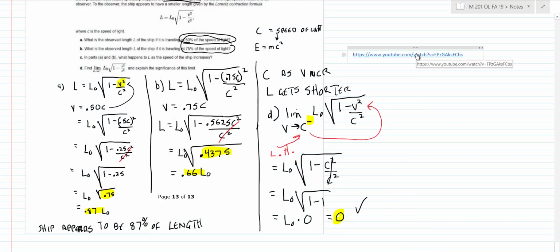Now, I'm going to close off the video. This is optional, but you might be interested in this short video clip. I'm just going to run this, and this will explain the Lorentz contraction formula pretty well, I think.